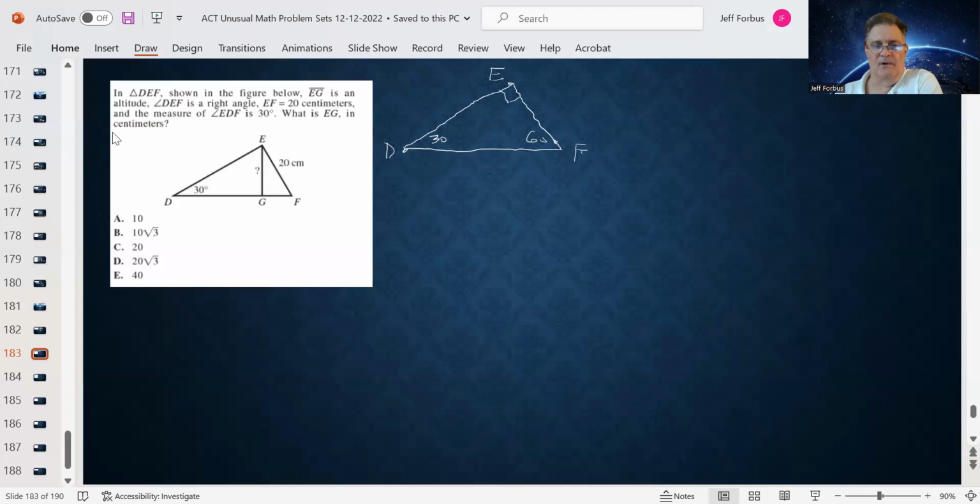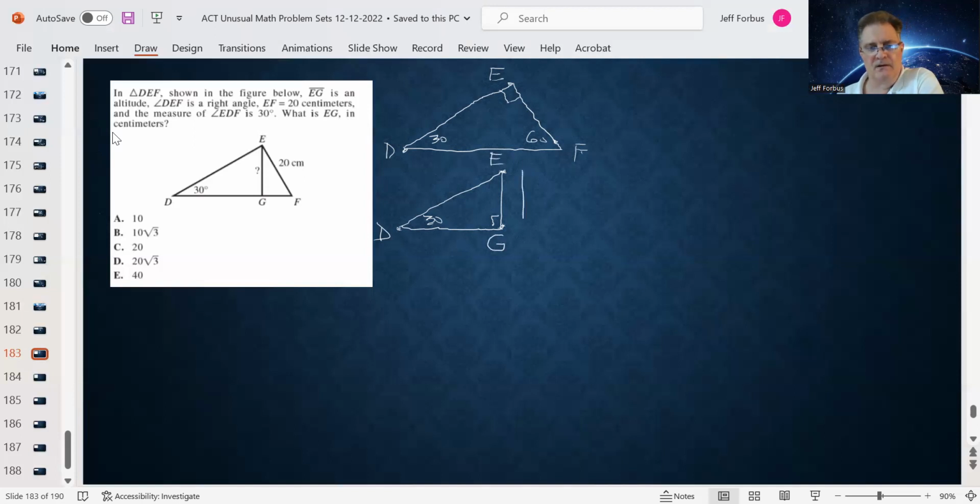Now, what I want to do is I'm going to redraw this thing into two triangles. So D, E, and G. So there's a 90-degree angle there, 30-degree angle here. This is D. This is G. This is E.